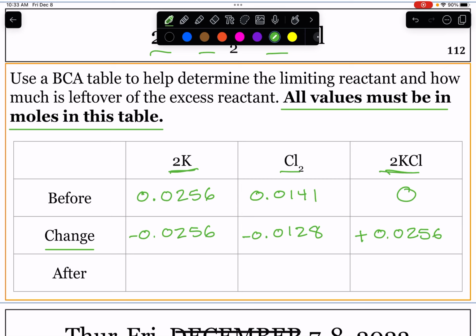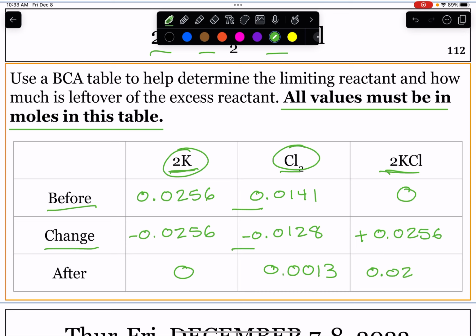in the coefficients. The reactants, the potassium and the chlorine, they are subtracting. We have a negative amount because we're using them up. All of the products should have a plus sign in the change row, whether you have one product or two products. Now, the after row is going to be the before minus the change. Before minus the change, this is 0.0141 minus 0.0128. And then we have 0 plus 0.0256 is 0.0256.